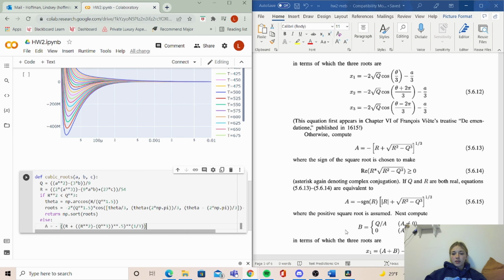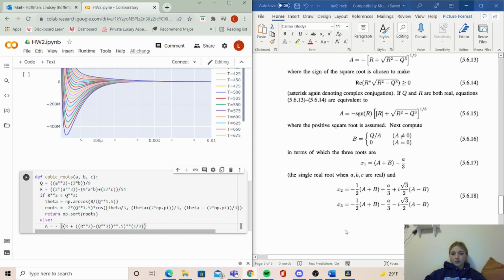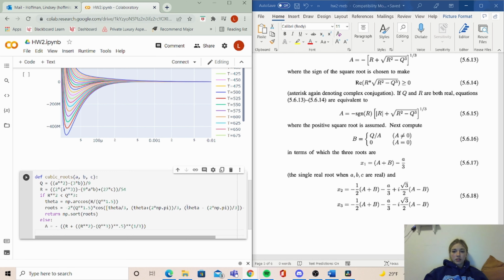So our next step here, come down a little bit. After we find our A value, it's telling us to compute our B. So here our B is going to be reliant on A. So it's saying B is going to equal Q over A if A is not 0, and B is going to equal 0 if A is 0. So we can combine this into one equation just to make it a little simpler. So we can say B is equal to 0 if A is equal to 0.